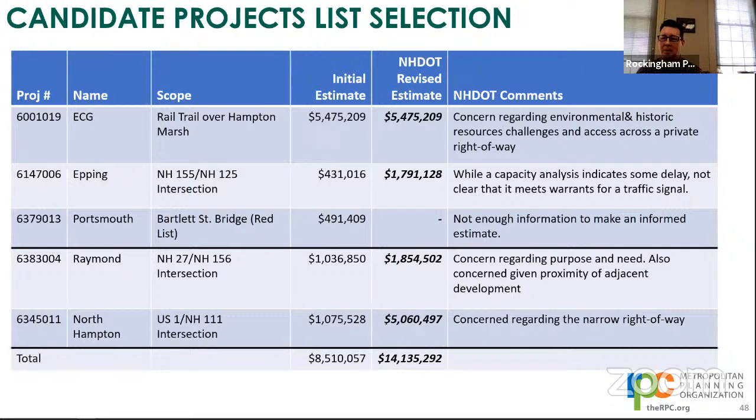So the gist of that is that we are essentially in a position where we can fund a single large project or maybe a couple of smaller projects. I would say a couple of these projects are maybe not eligible to move forward. The Bartlett Street Bridge, for instance, DOT recommended that the city apply again to the state aid bridge program to try to address that one. And then maybe with some additional scope and work, we might be able to provide some assistance there.